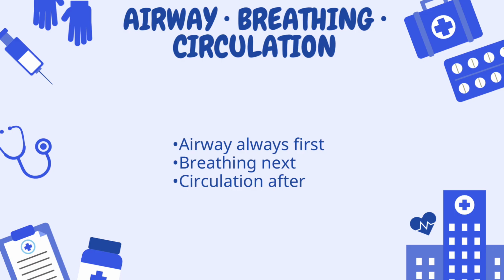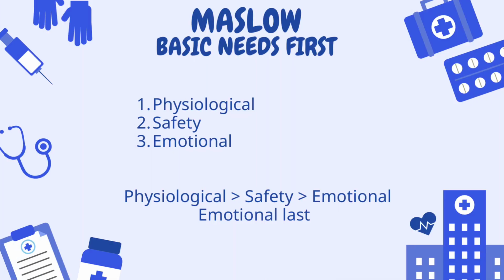Let's walk through our ABCs again: airway, breathing, and circulation. Airway problems are usually the highest priority, then breathing, then circulation. This framework shows up constantly on the NCLEX. Maslow's hierarchy of needs reminds us that physiological needs come before emotional needs. A patient struggling to breathe takes priority over anxiety or emotional distress. Safety and survival always come first.